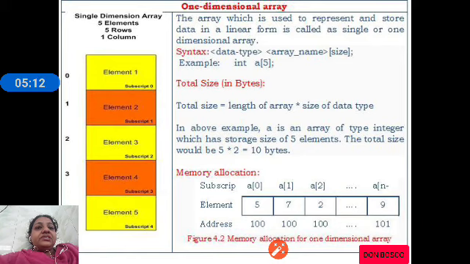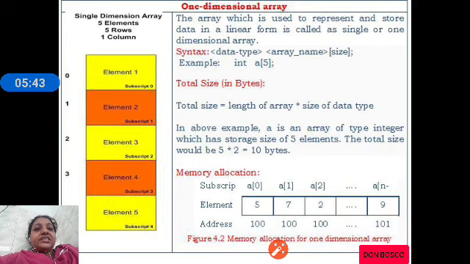In the picture you can see on the screen a one dimension array. The array which is used to represent and store data in a linear form is called a single or one dimension array. How do we create an array? The syntax shows the data type, array name followed by the size. For example, int a of 5. A can store 5 integer elements.